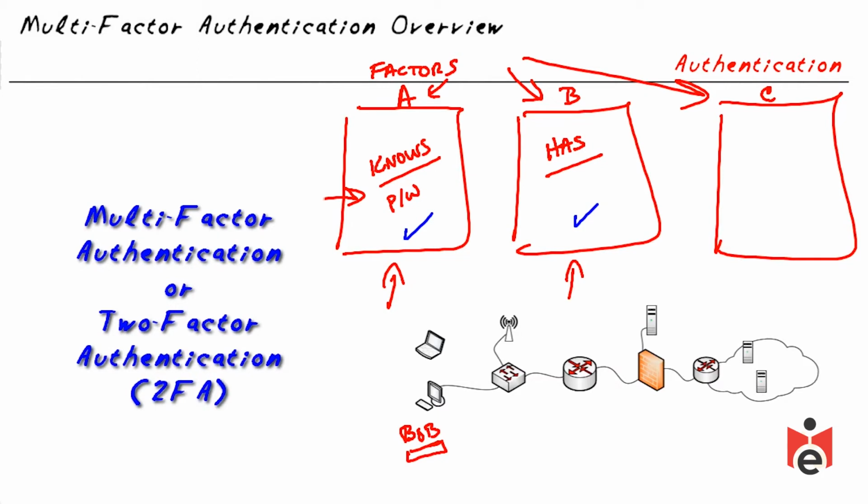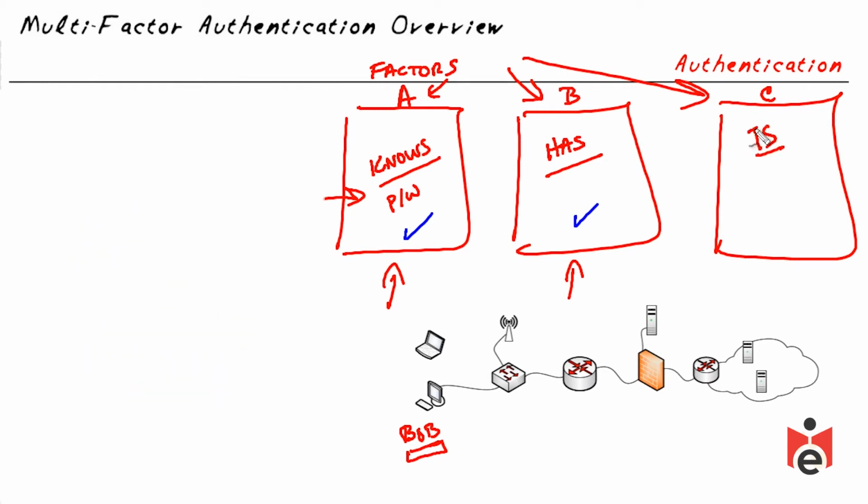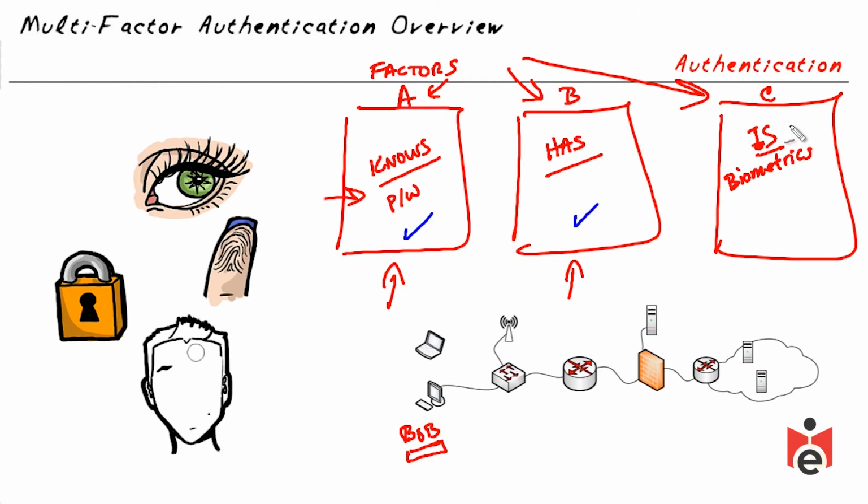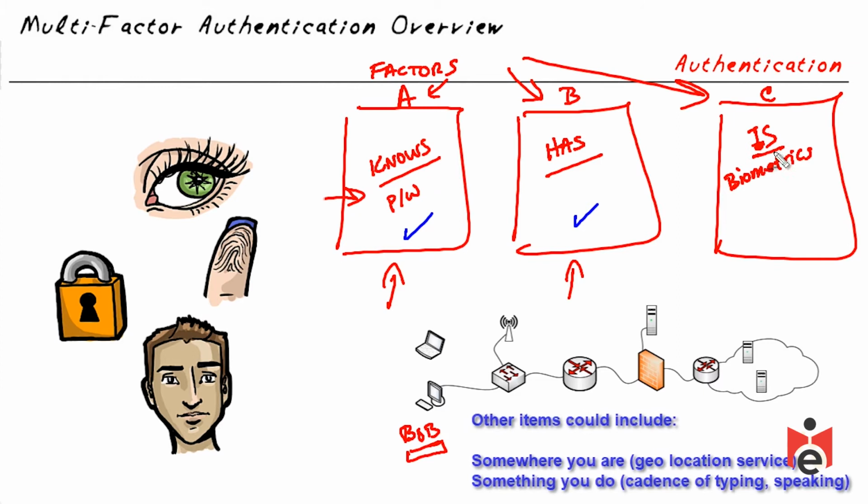Now, another factor that we could use besides something that Bob knows or something that Bob has is something that Bob is. And when we talk about this category, we're talking primarily about biometrics, like an eyeball scan that may be looking at retina information or iris information, or a handprint scan, or a finger scan, or facial recognition. Those are all examples of the factor or category regarding something that the user is.